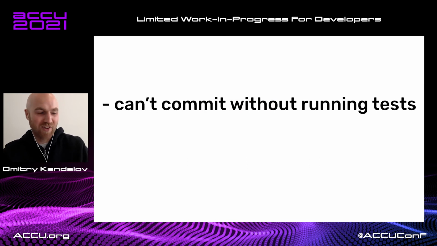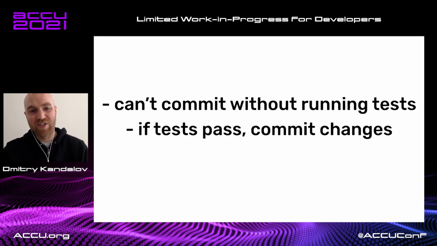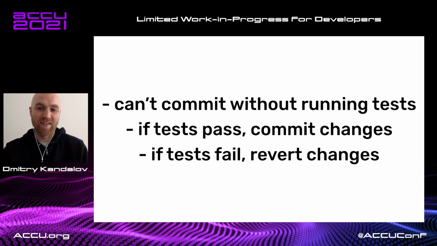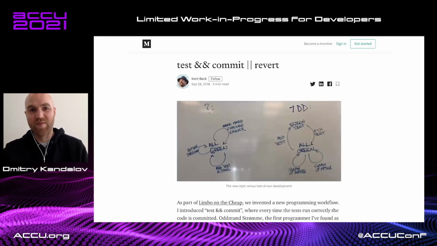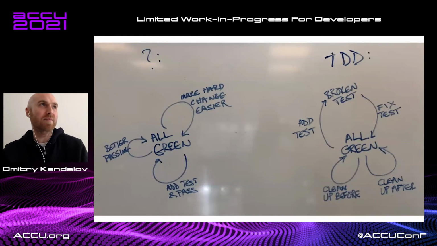And to reiterate, the three rules of TCR. You cannot commit without running tests. If your tests pass, commit is done automatically. Otherwise, everything is reverted. So the idea, Kent Beck popularized it in like 2018. I think they came up with this idea at a workshop. And I think Oddmund Strømme and the other guy came up with this idea. So zooming in on this board, I think the idea was that on the right-hand side is a kind of state diagram for test-driven development.